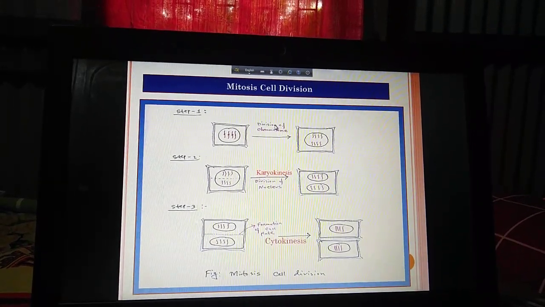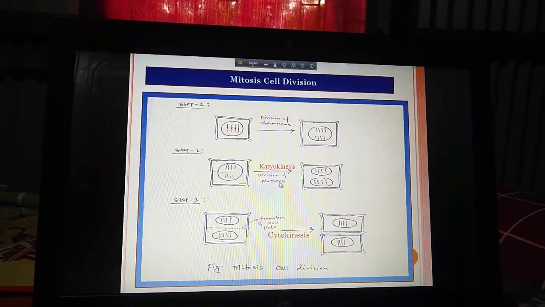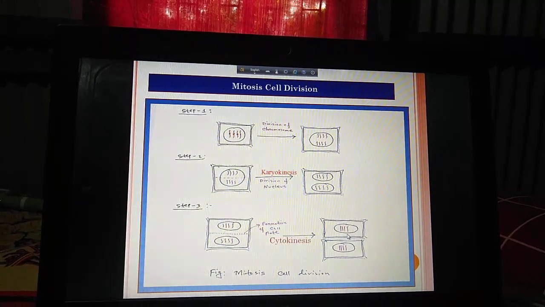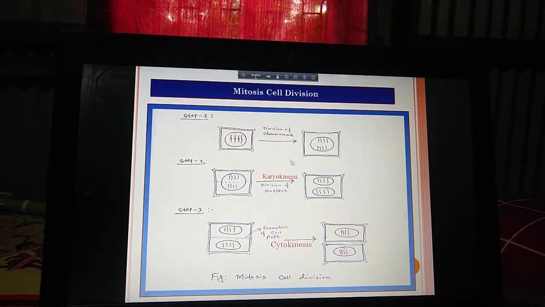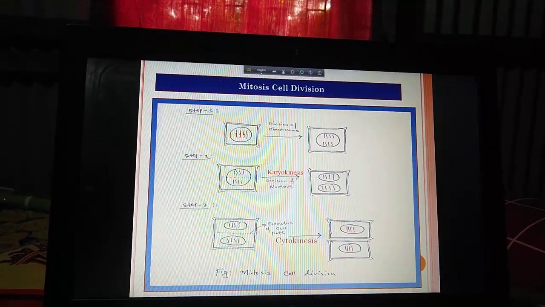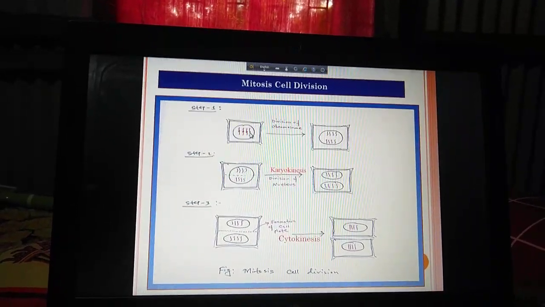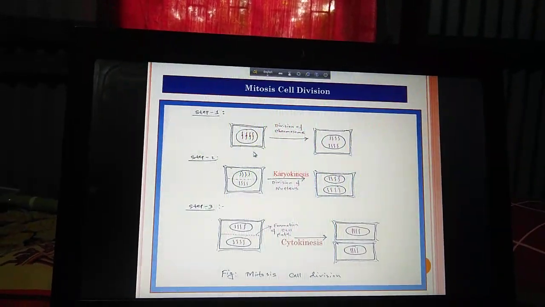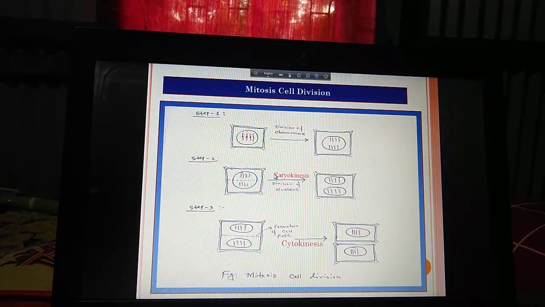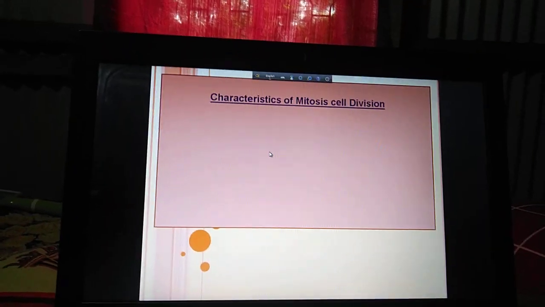Then the chromosome divides once, the nucleus divides once, and the number of chromosomes in the daughter cell is similar to the chromosome number of the mother cell. So this is the basics about mitotic cell division. Now we will try to discuss the characteristics of mitotic cell division.